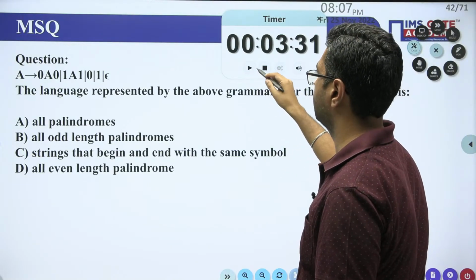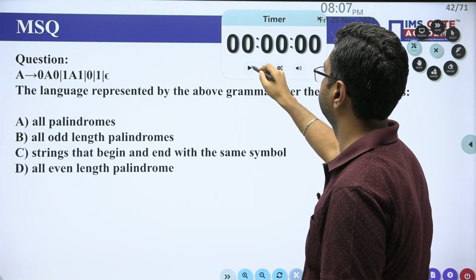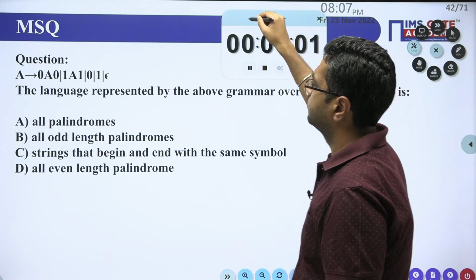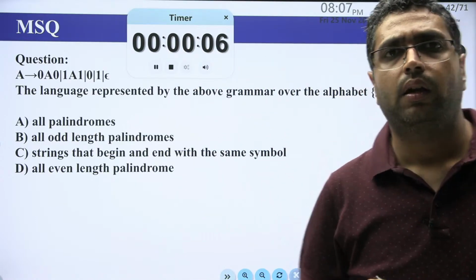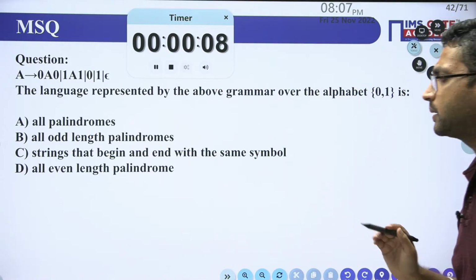So I give you some 2 minutes to solve this question. Let's see. It's an MCQ question, so you should not take more than 2 minutes to solve this question. It's a very simple one.